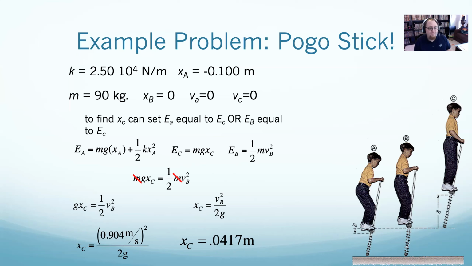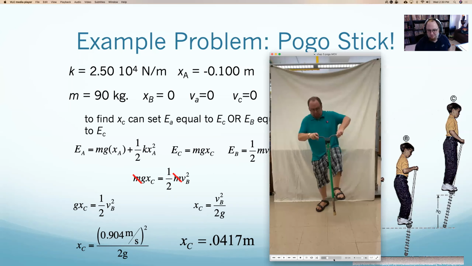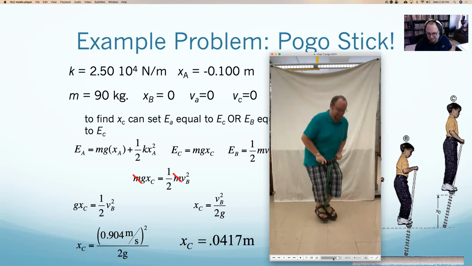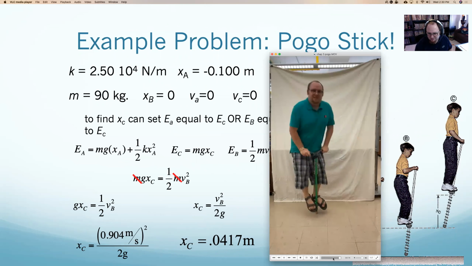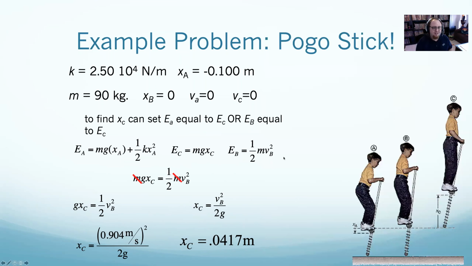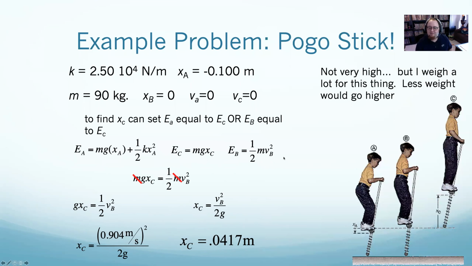And I get that I go 4.17 centimeters off the ground. That this guy, when he compresses and shoots up, doesn't make it very far. And actually, if you look at my video, I don't think I even make it 4 centimeters off the ground. If I had to guess, I'd say I make it like 2 centimeters. To be fair, it's not very high, but I'm very fat, and it's a very old pogo stick.